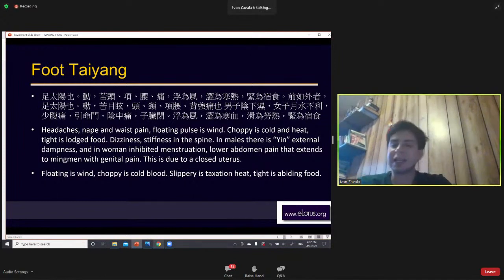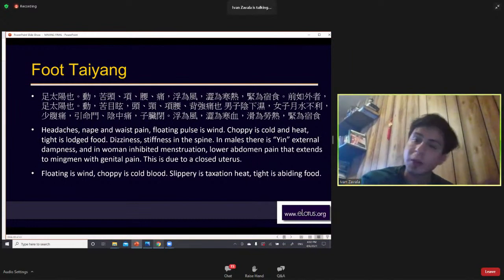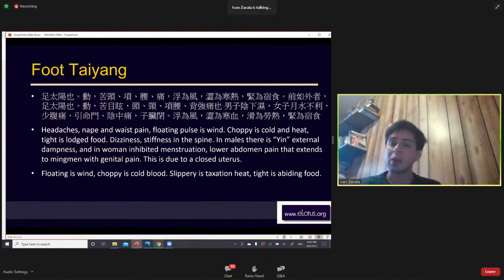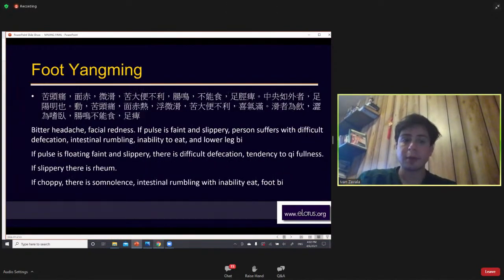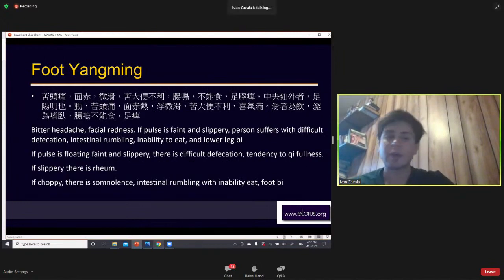Slippery is taxation heat. That is the idea that if you feel a slippery pulse at the lateral chun, that means your body is actually manifesting fever because you've taxed yourself, right? So you sometimes have fever because you've taxed yourself. You've done so much work, Laura, that you manifest fever, right? You have some yang floating.